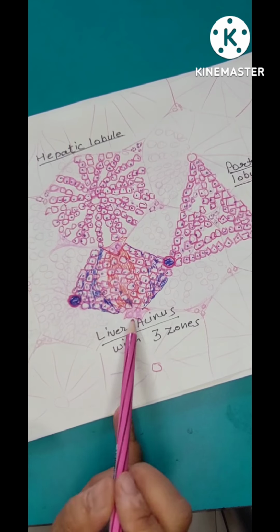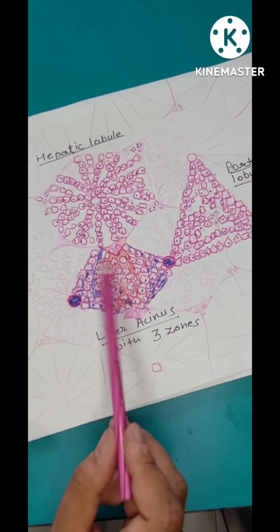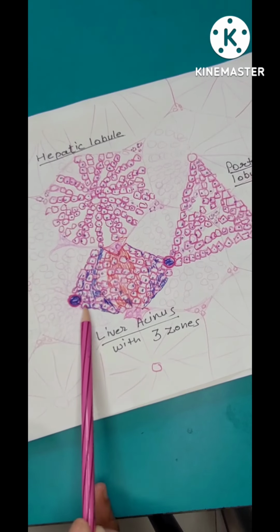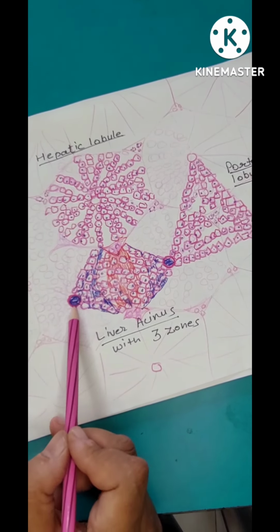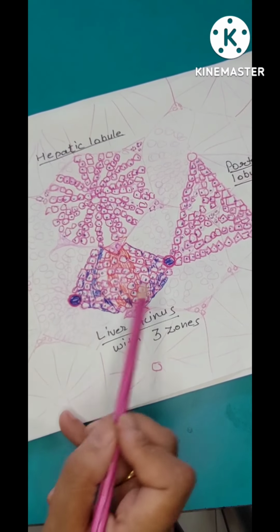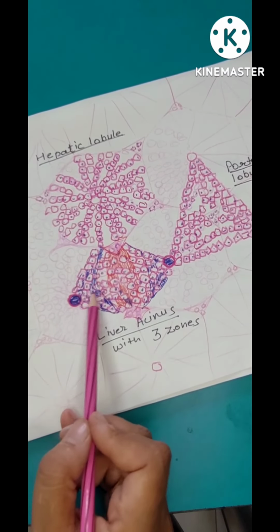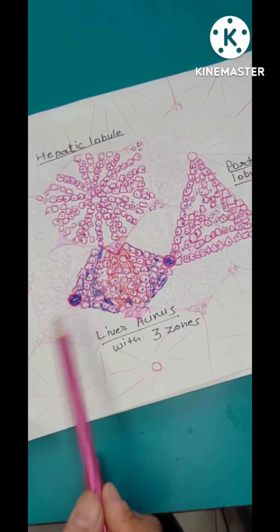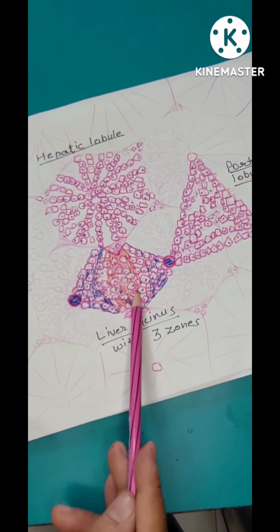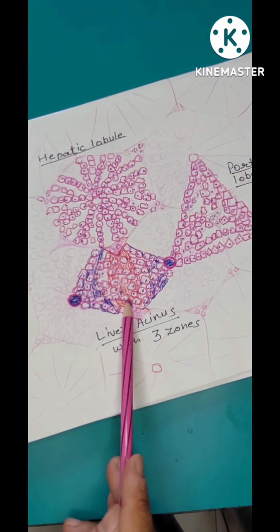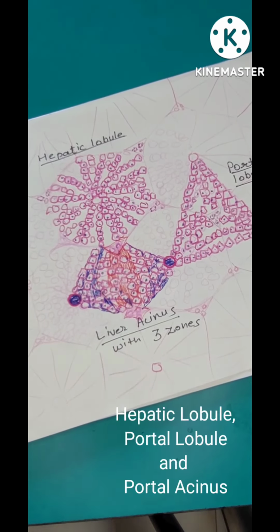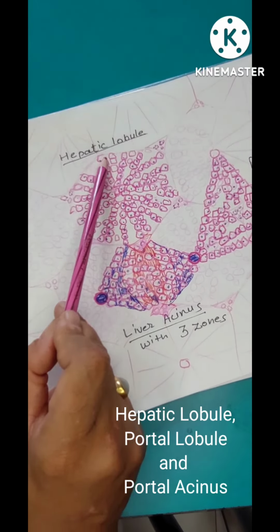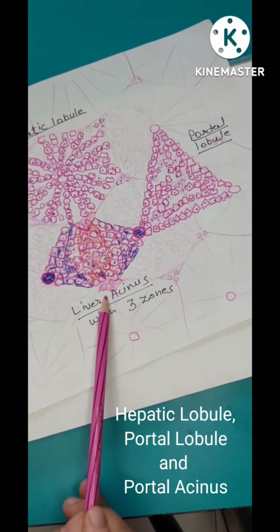In case of injury to the liver with toxins, zone 1 cells will be affected more, while in case of hypoxic injury, zone 3, which is near the central vein, will be affected. So cells of zone 3 are affected in hypoxic injury, while cells of zone 1 are affected in injury due to toxins. So these are the structural and functional units of liver: hepatic lobule, portal lobule, and the liver acinus.